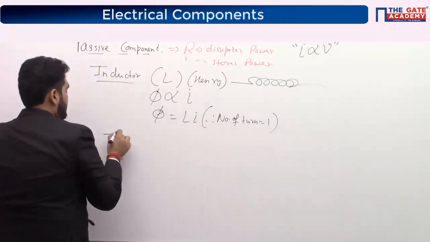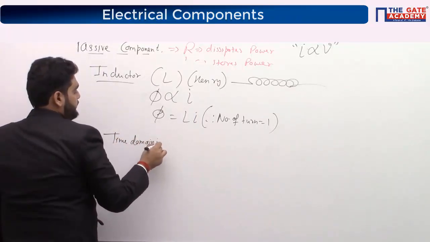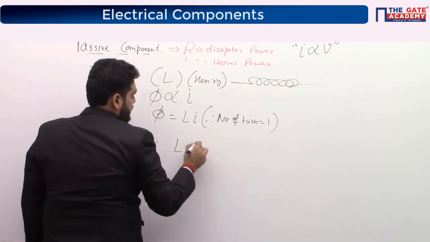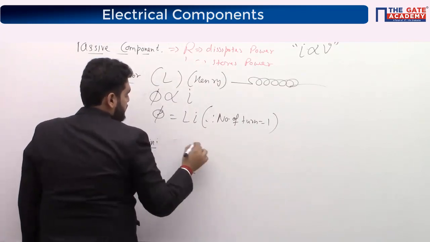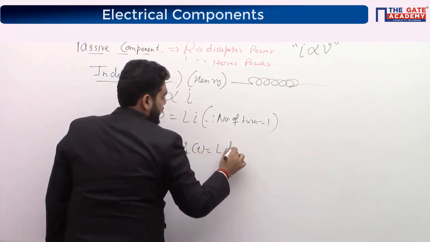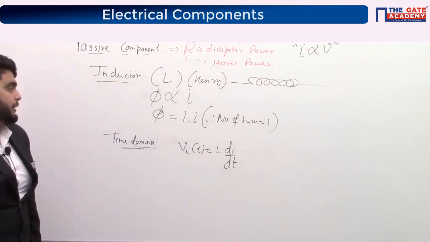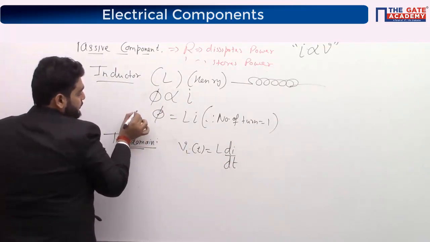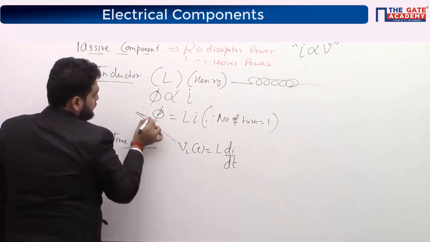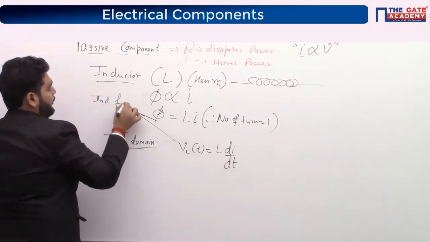Again, in the time domain we know the inductor voltage is equal to L di by dt. Inductor voltage is equal to L di by dt. And one more thing, these two equations are the second form of Ohm's law.